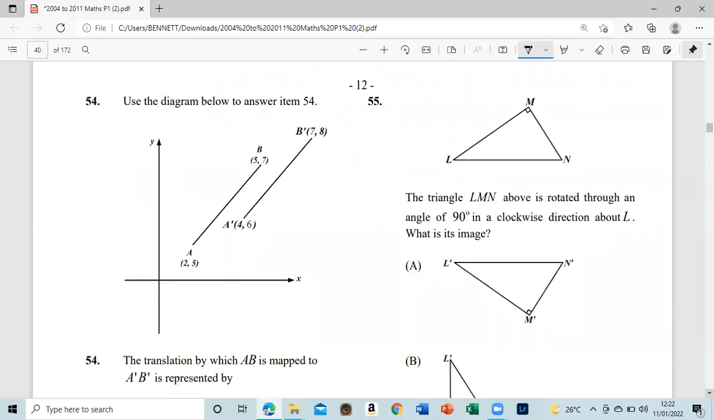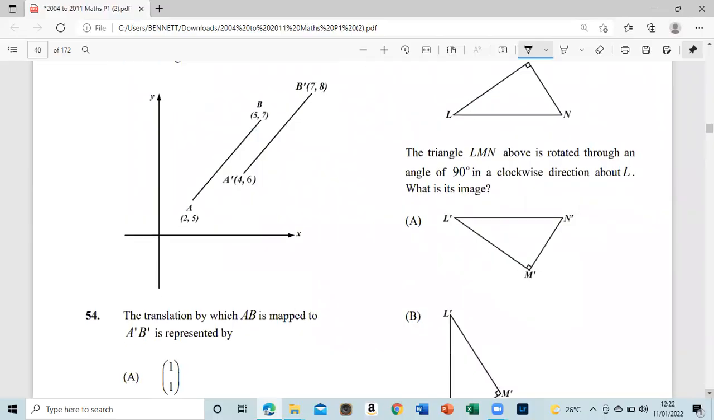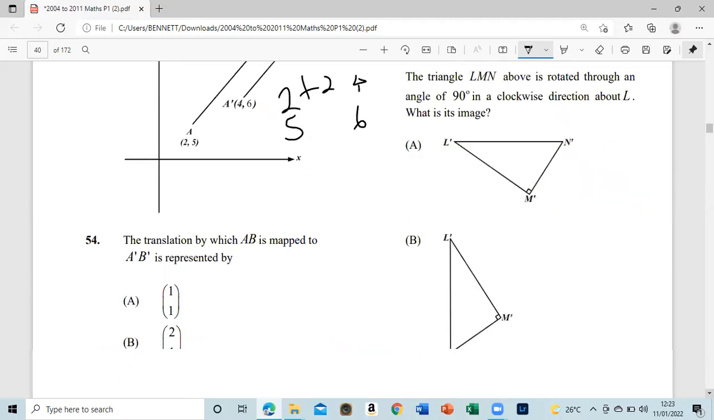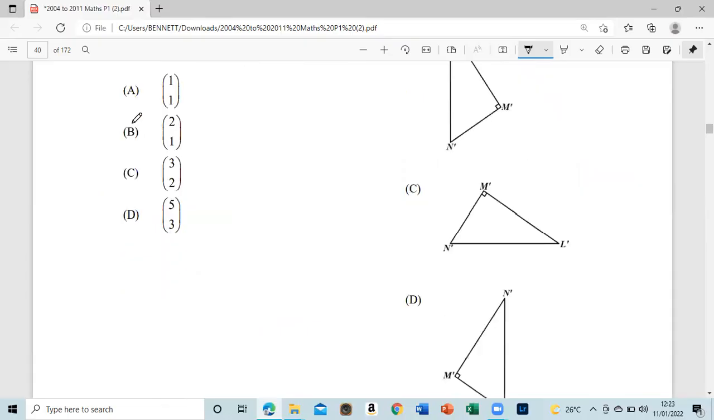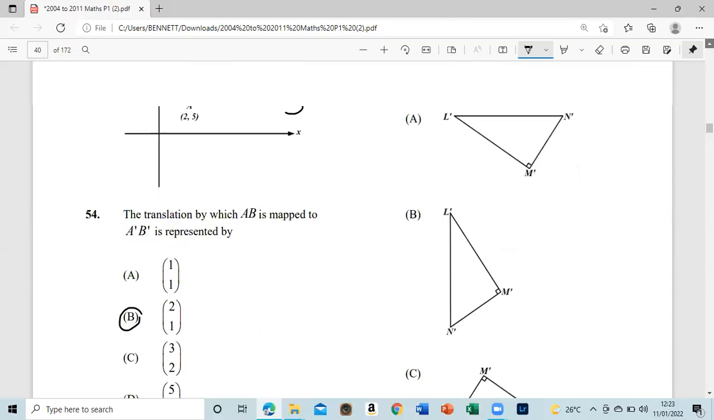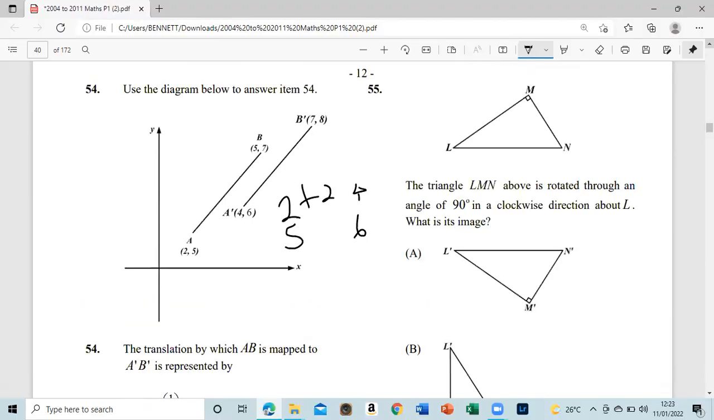I'm going to move on to use the following to answer 54. The translation which maps AB onto A prime B prime is... So we have 2, 5, that's A, and we end up with 4, 6. So we add 2 here, and add 1. So it's 2, 1. Now we don't have to try the other one because once it's a translation, it is uniform throughout. It's the same thing, all right? Let's move on to 55.